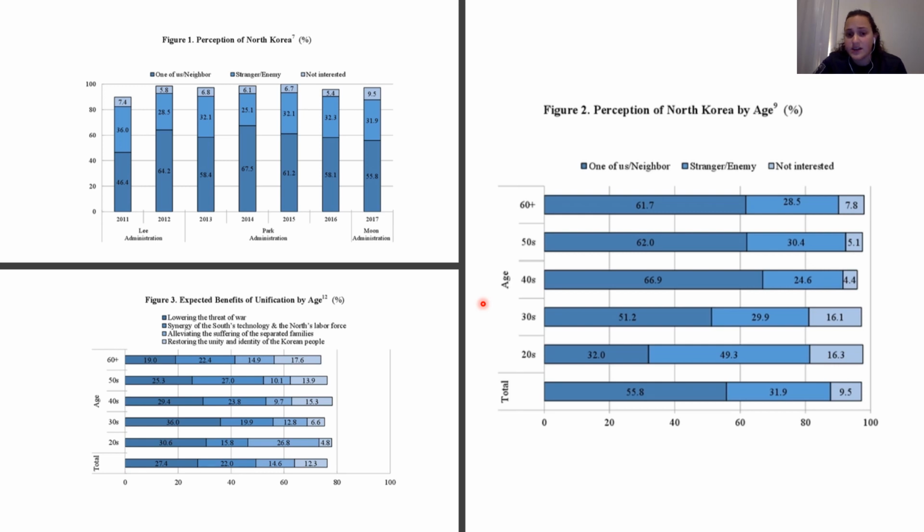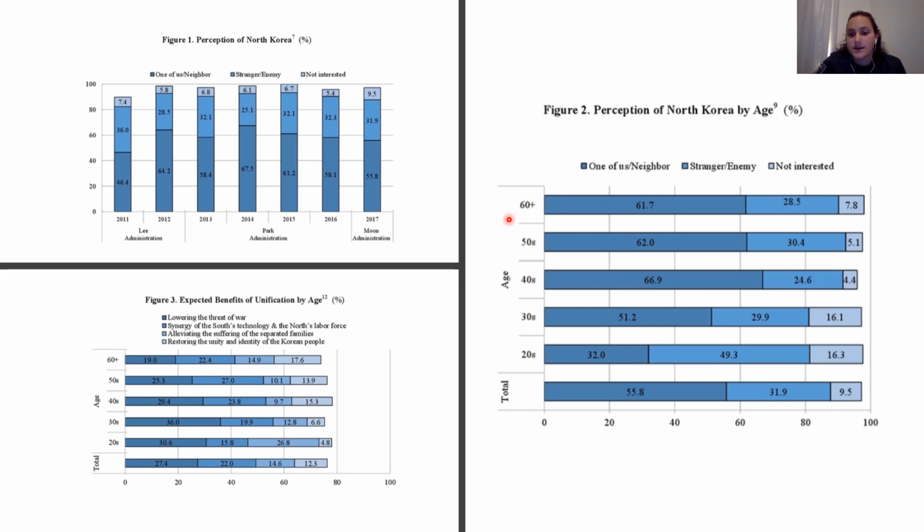However, if we look at a different chart, the perception of North Koreans by age, it tells a different story. Anyone above 60 pretty much believes that they're one of us, a neighbor. They grew up knowing people, especially if they're near border towns, they knew people in North Korea. They see them as friends. A lot of people still have family in North Korea and they're separated.